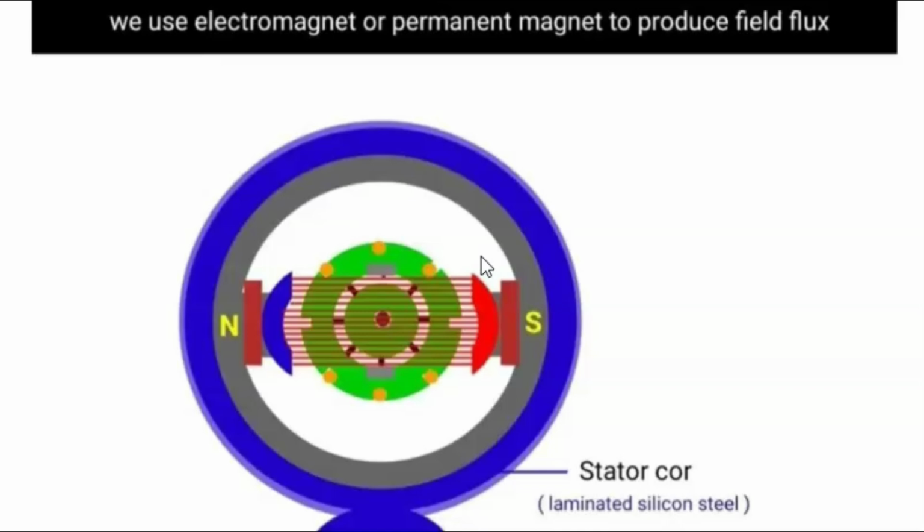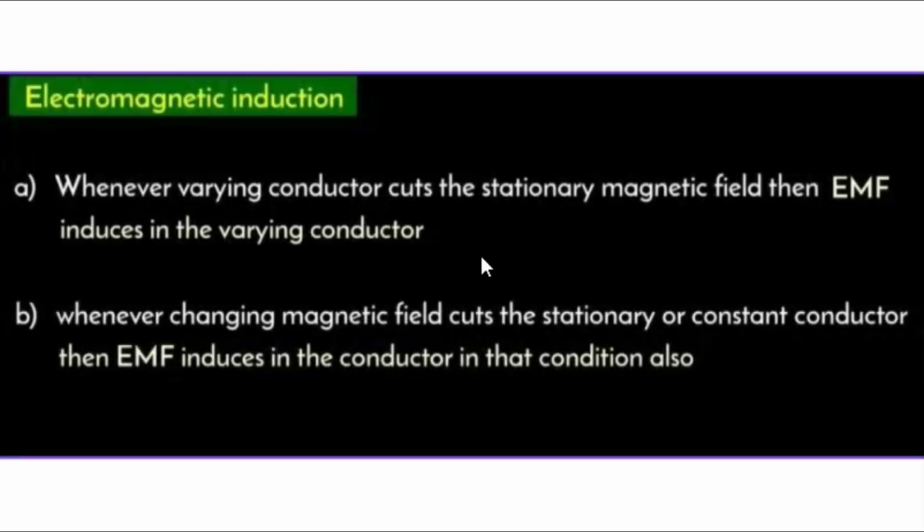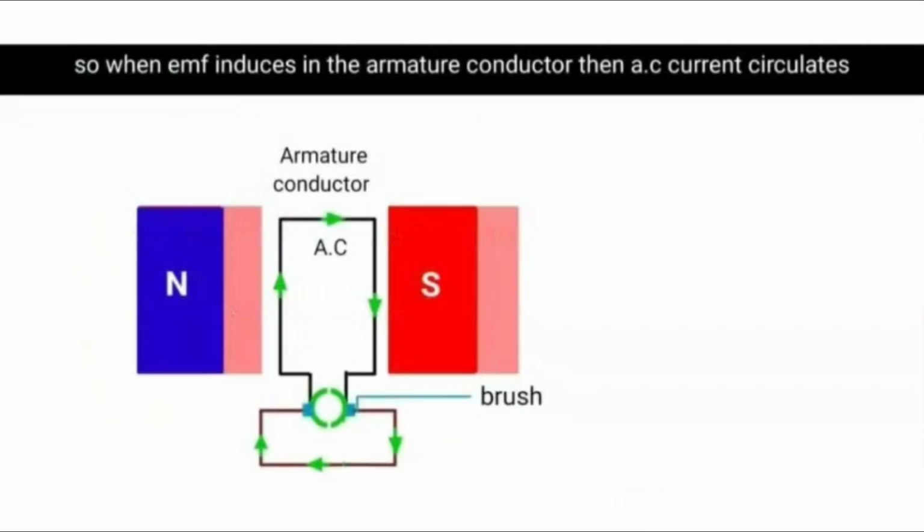When armature rotates, then the armature conductor cuts the constant magnetic field, so it leads to electromagnetic induction. अब हमें पता है that in case of electromagnetic induction, whenever the moving conductor cuts the stationary magnetic field, then EMF is induced in the moving conductor. And whenever a changing magnetic field cuts the stationary or constant conductor, then EMF is induced in the conductor in that condition also.